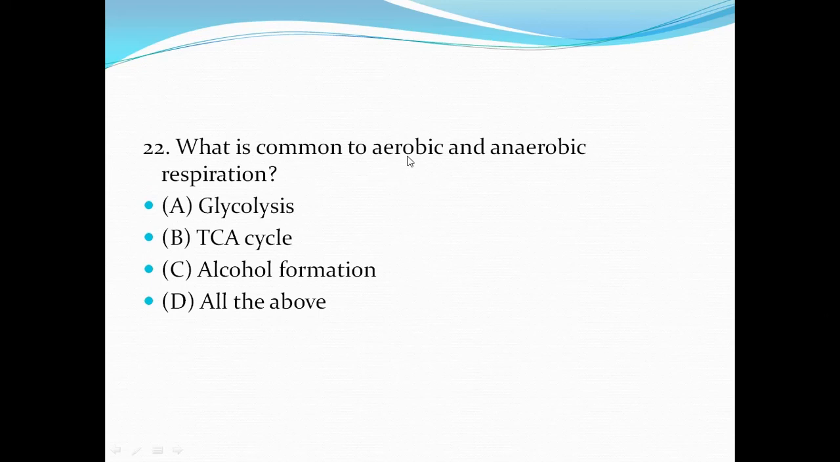What is common to aerobic and anaerobic respiration? Now glycolysis is common for both aerobic as well as anaerobic respiration. So it occurs in both aerobic as well as anaerobic organisms or processes. So glycolysis is common. TCA cycle occurs only in aerobic respiration. Alcohol formation occurs in anaerobic respiration, but glycolysis is common to both.